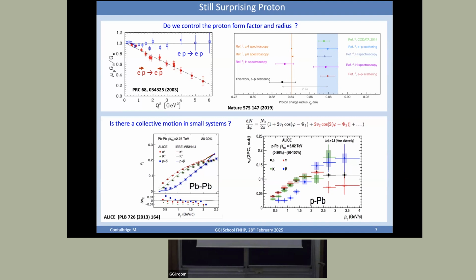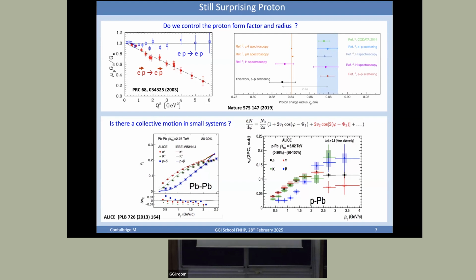And if you go to Q square equal 0, so you extrapolate back, an information you'd like to extract is the radius of the nucleon. And you can compare with other measurements, and you see that there is this proton radius problem, where with different methods, you find different radii. Okay, so this is a quite interesting topic these days.